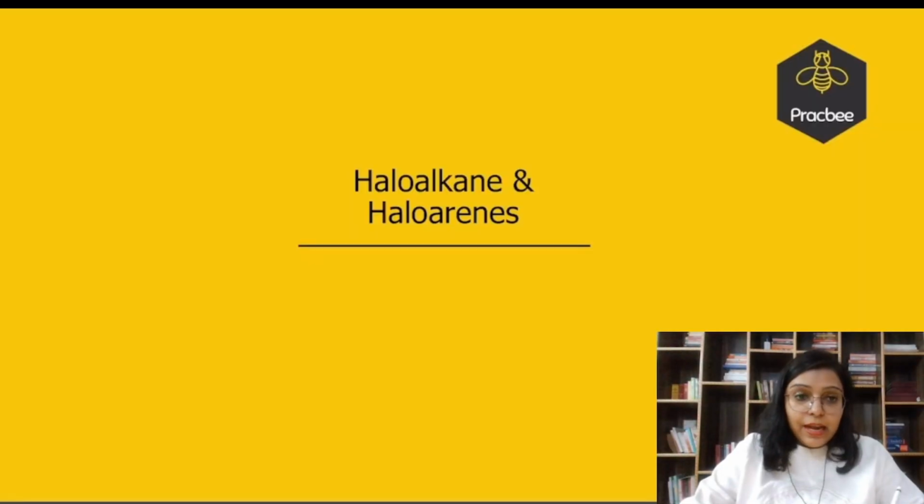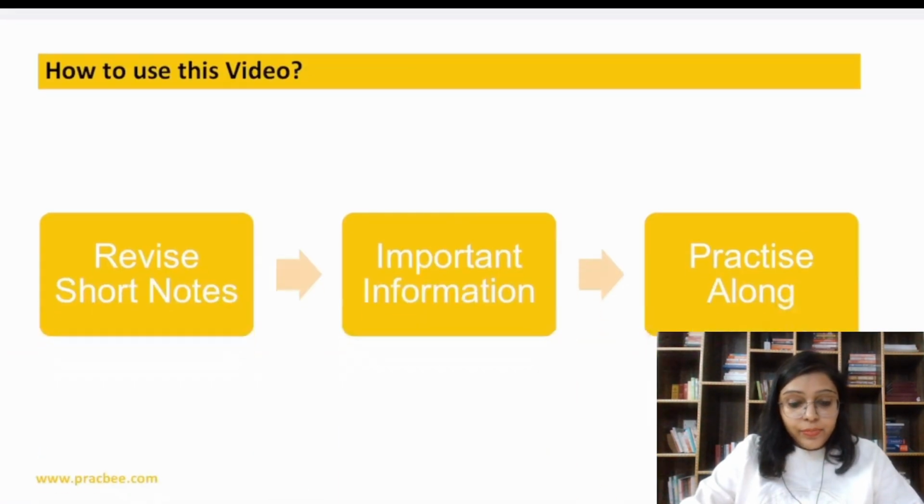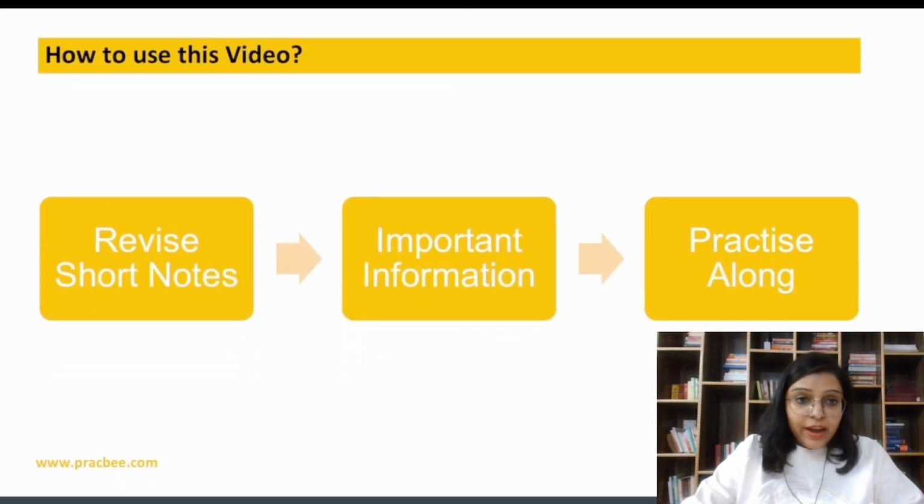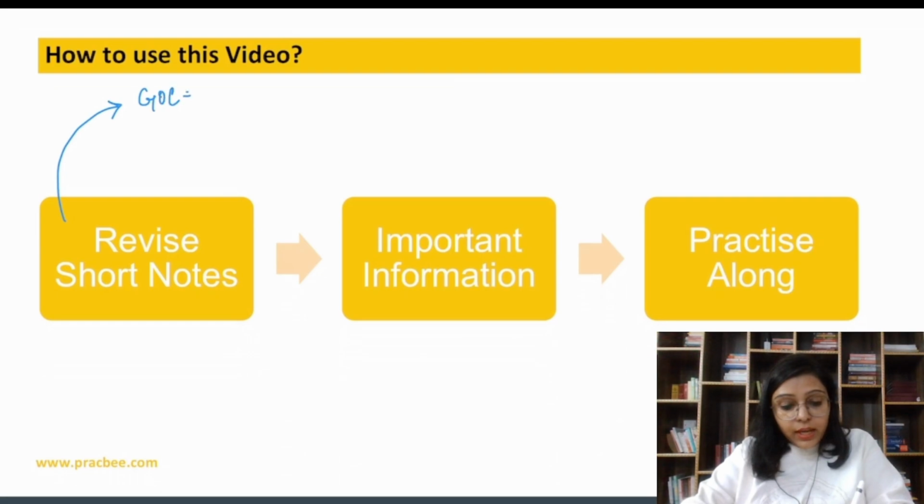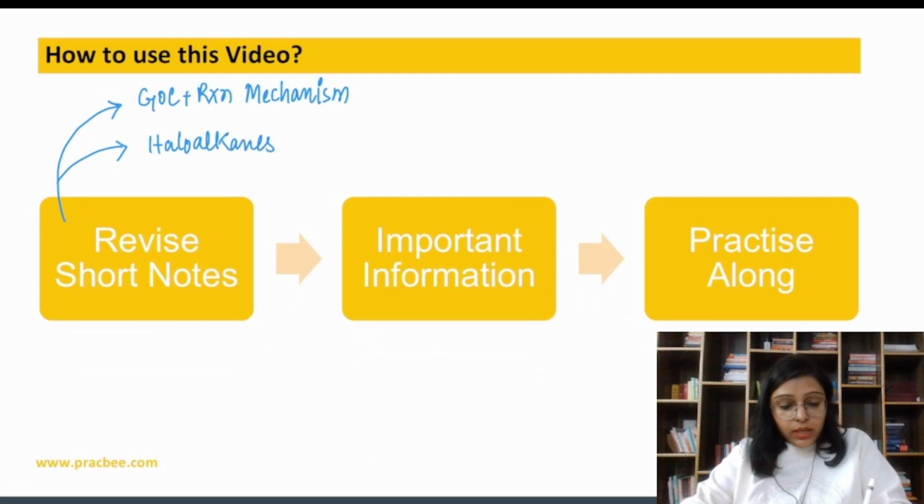Okay, so now we are going to move in a systematic manner, so let's do it. Haloalkanes and haloarenes. So first, how to use this video. You have to revise the short notes, and how to revise the organic chemistry notes I have already discussed in the hydrocarbons video. First, you have to revise GOC and reaction mechanism. That is the important part. We are going to apply the concepts of GOC and reaction mechanism in all chapters of organic chemistry. Then you have to revise your haloalkanes and haloarenes notes.